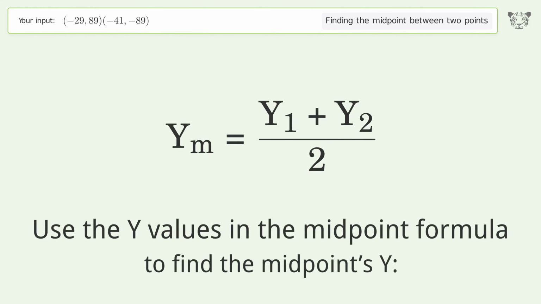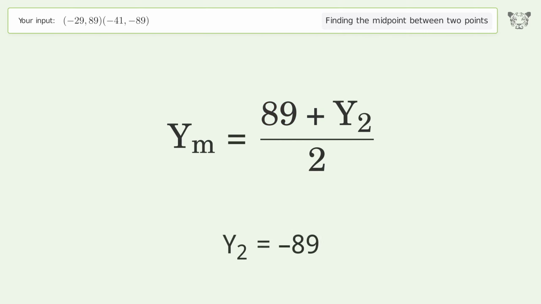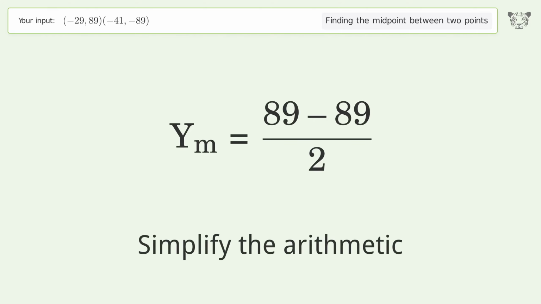Use the y values in the midpoint formula to find the midpoint's y. y1 equals 89. y2 equals -89. Simplify the arithmetic.